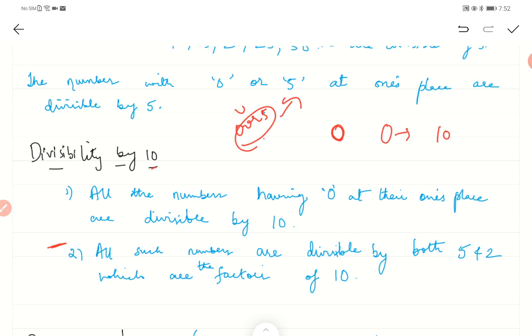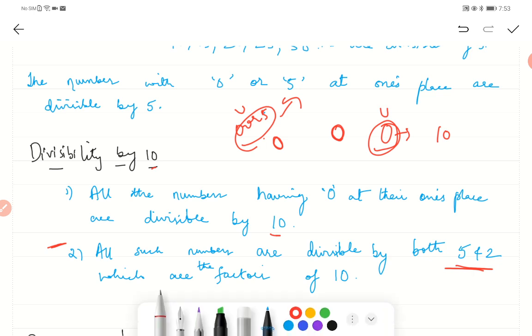So what does this mean? What about 2? If the units place is 0, then you'll say it is divisible by 2, isn't it? So the numbers which are divisible by 10 are divisible by both 5 and 2. For 10, if it is 0 at units place, then you say it is divisible by 10. So it's nothing but that particular number is divisible by both 5 and 2, isn't it?